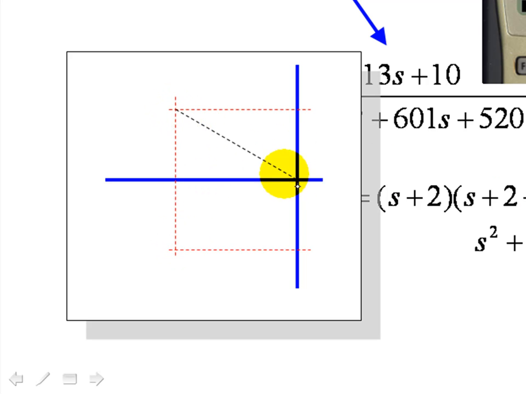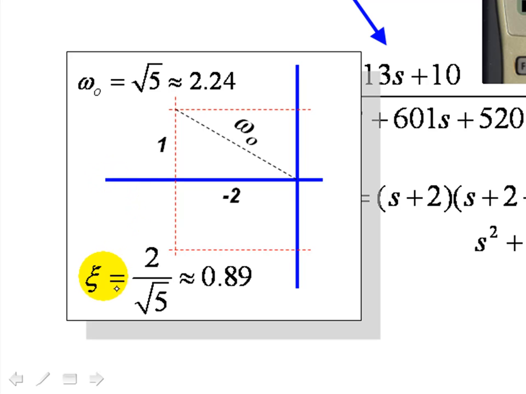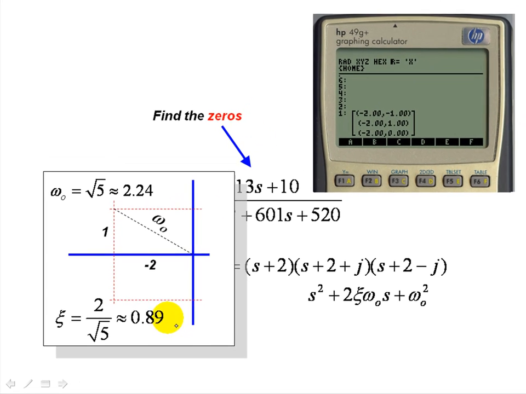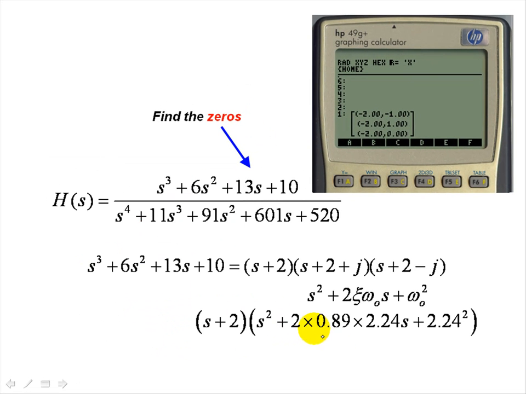This distance from one root to the 0 point will be omega naught. Given the real and imaginary parts of the roots, we use Pythagoras to find omega naught, 2.24 radians per second. Now, who is z? The cosine of this angle, the angle between this distance line and the negative real axis. Z, the damping factor, is 2 over omega naught, 0.89. The numerator would look like this now.